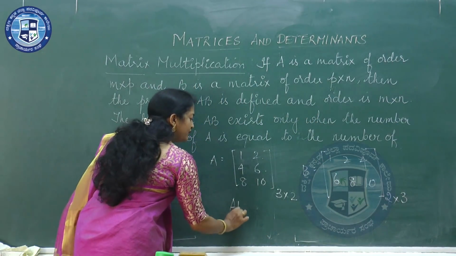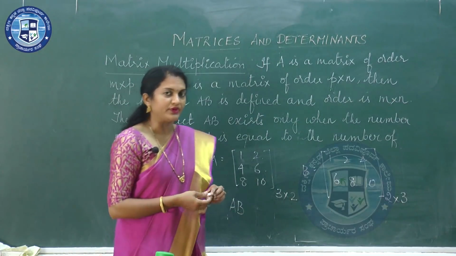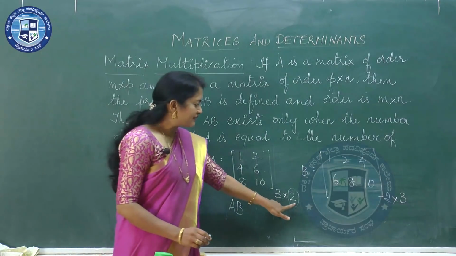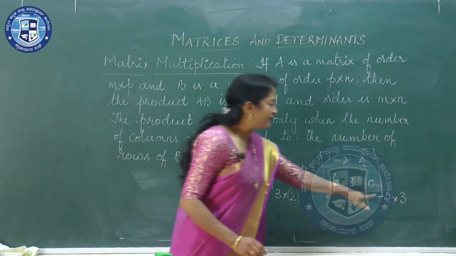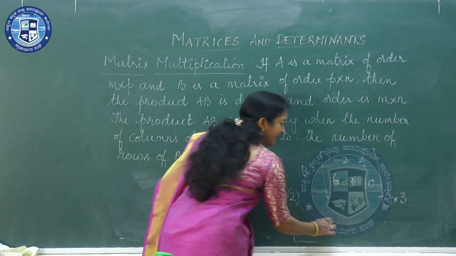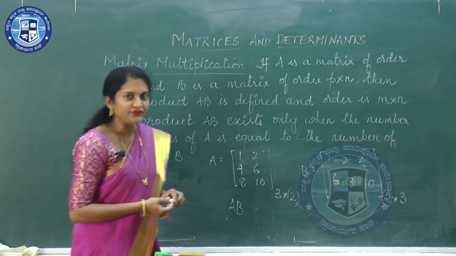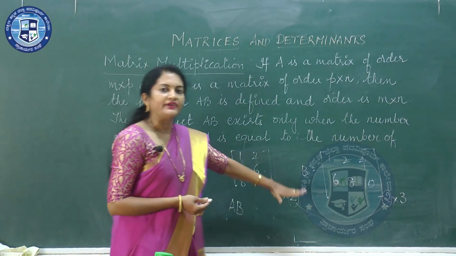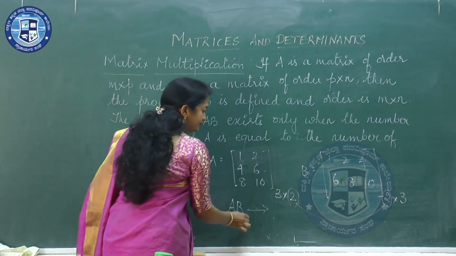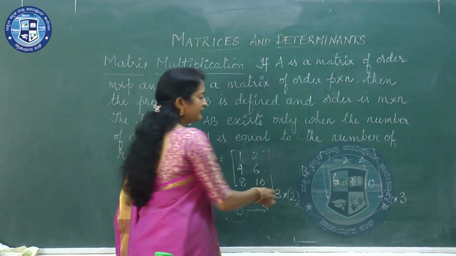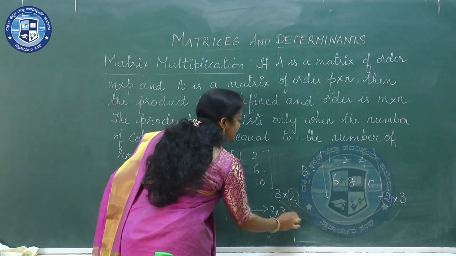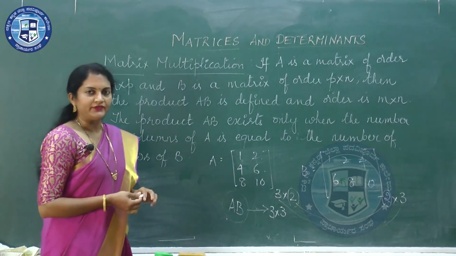Now can we find the product AB? Is that possible? Here the number of columns is 2, and here the number of rows is 2. Since the number of columns of the first matrix is equal to the number of rows of the second matrix, the matrix multiplication is possible. And what is the order of the product matrix AB? That is 3 by 3. This is the order of the resultant matrix.